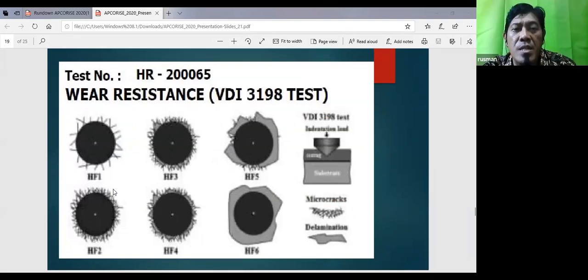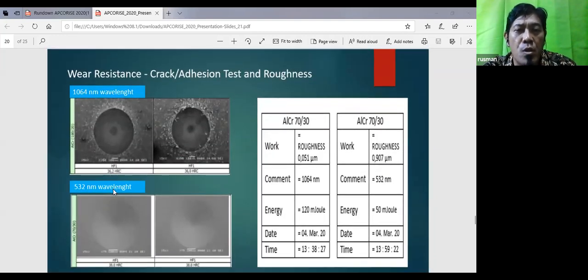And this is the wear resistance test. Referring to the VDI 3198 test, there is a rank from F1 to F6, with F1 being the best one. And the result from both groups is F1, which means they have good adhesion capability. But for the roughness test, the 1000 group has a smoother surface than the 500 wavelength group. The roughness is 0.051 for 1064 wavelength, but for the 532 wavelength, the roughness is already 0.907.